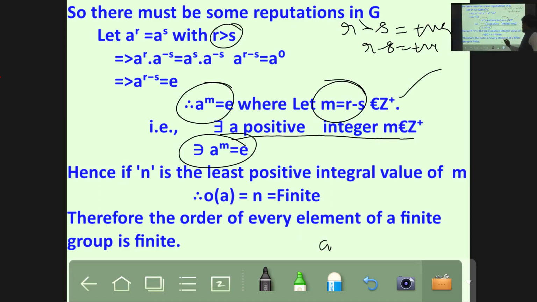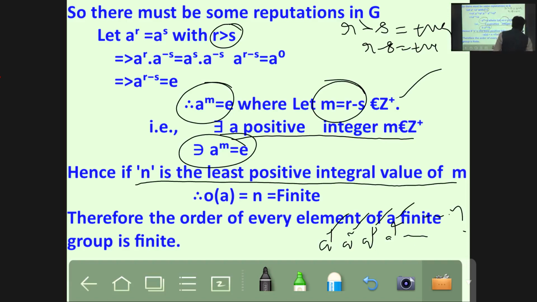Consider a power 1, a square, a cube, a power 4, a power 5, and so on, a power n. Here, among the values of m, n is the least positive integral value of m such that a power m equals e.